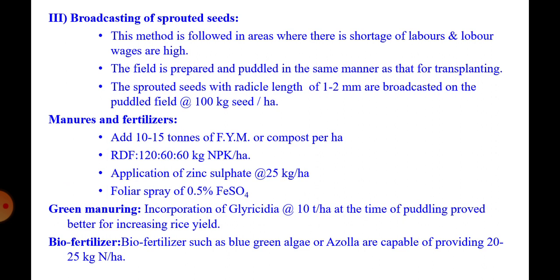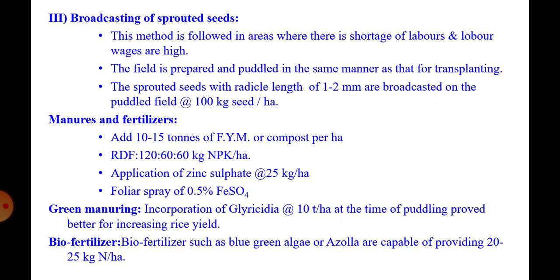Then the sprouted seeds with a radical length of 1 to 2 mm are broadcasted on a puddled field at the rate of 100 kg seeds per hectare. Manures and fertilizers: add 10 to 15 ton FYM or compost per hectare before last harrowing, and the recommended dose of fertilizer is the same, 120:60:60 kg NPK per hectare.